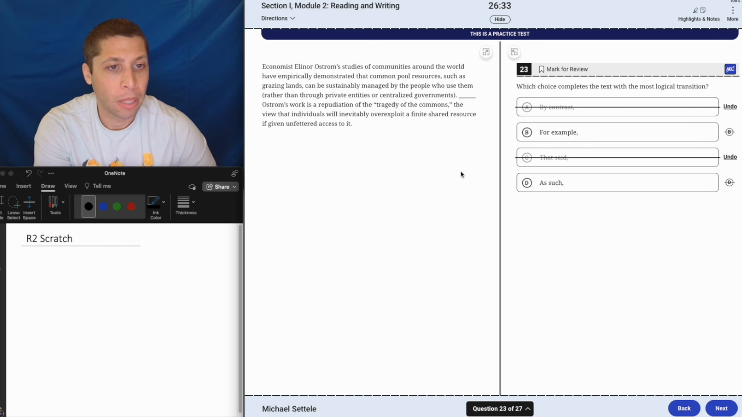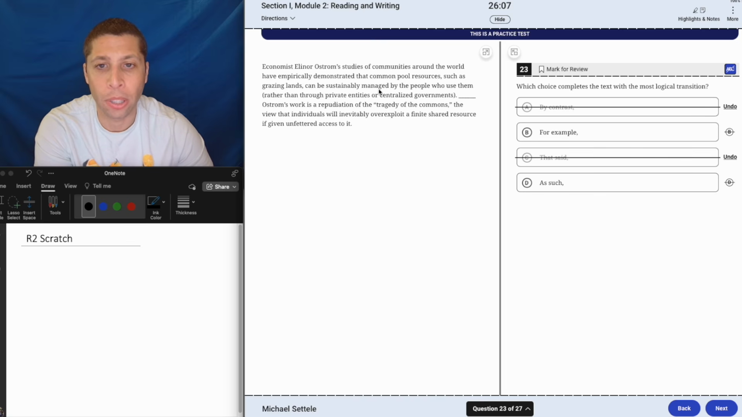Okay, these probably both mean the same, so that's probably wrong. Economist Eleanor Ostrom's studies of communities around the world have empirically demonstrated that common pool resources, such as grazing lands, can be sustainably managed by the people who use them rather than through private entities or centralized governments. Ostrom's work is a repudiation of the tragedy of the commons, the view that individuals will inevitably overexploit a finite shared resource if given unfettered access to it.